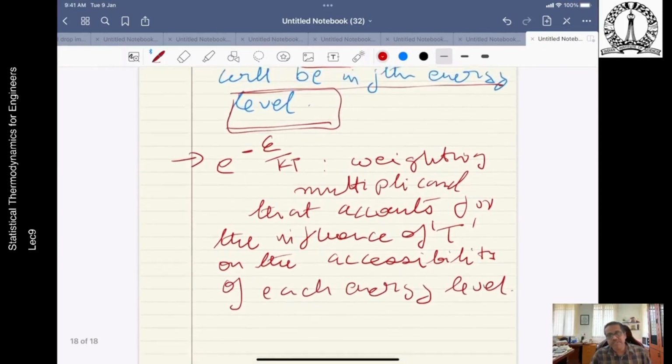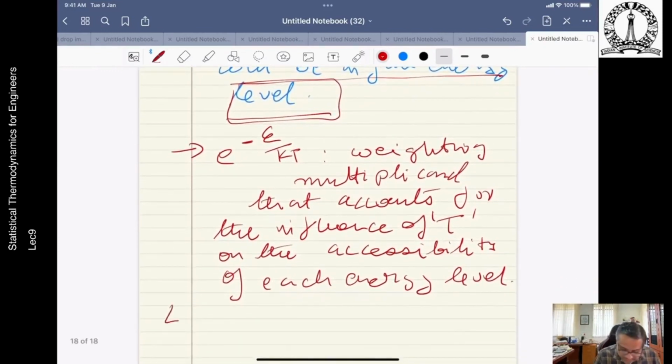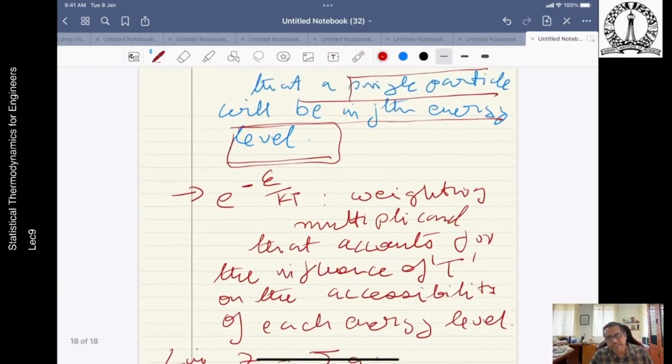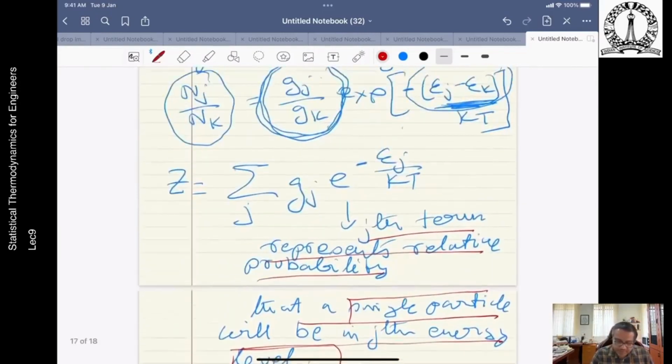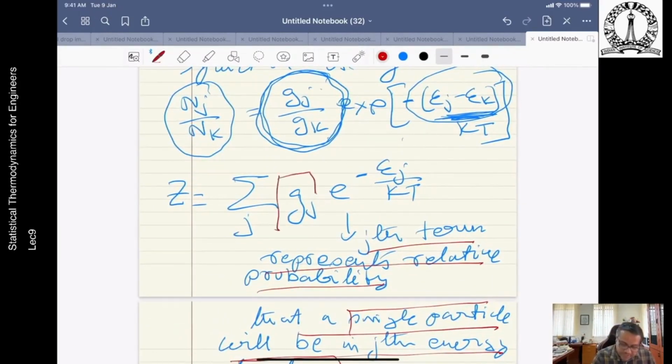Got it? So this is like this, and in the limit, when temperature goes to infinity, this just becomes Gj. So what does this essentially imply? If you look at this expression very clearly, there is a degeneracy term and then there is a multiplicand which sits. This multiplicand is given by the energy. So the higher the energy, the lesser the probability of this particular term.